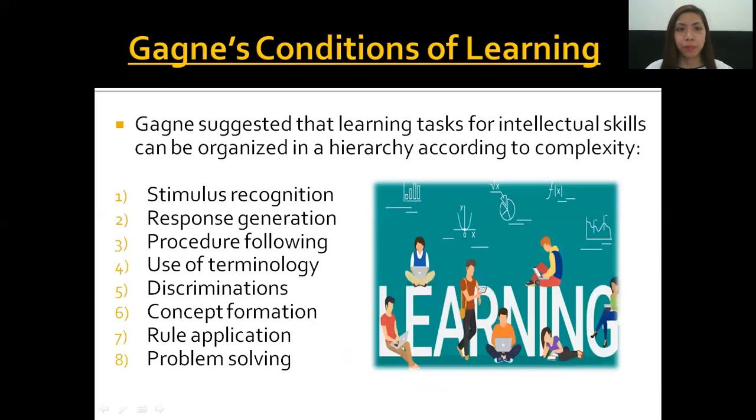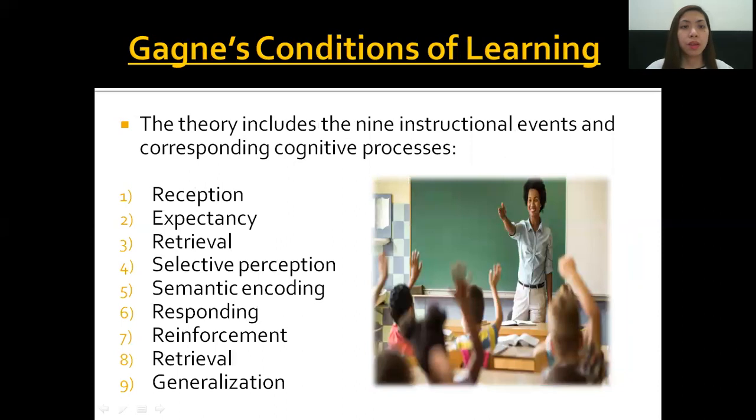Gagne suggested that learning tasks for intellectual skills can be organized in a hierarchy according to complexity. First, we have stimulus recognition, response generation, procedure following, use of terminology, discriminations, concept formation, rule application, and problem solving. The theory includes the 9 instructional events and corresponding cognitive processes. We have reception, expectancy, retrieval, selective perception, semantic encoding, responding, reinforcement, retrieval, and generalization.